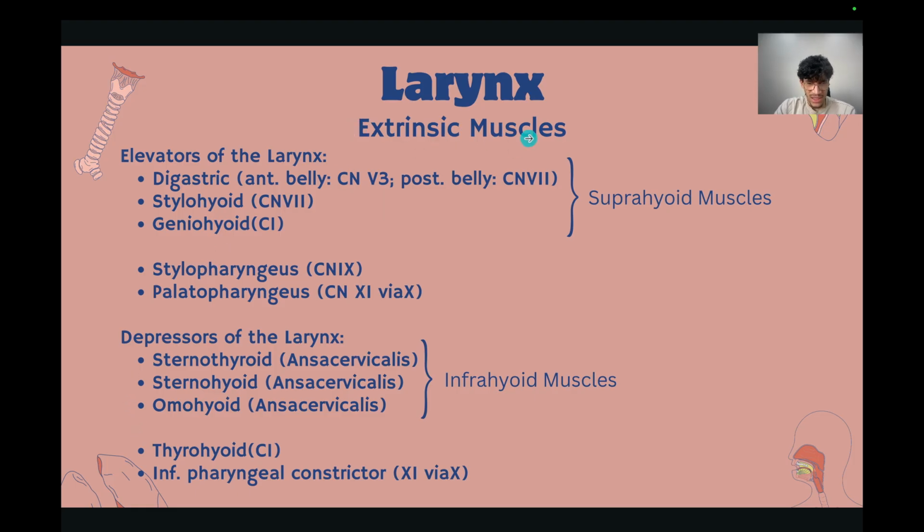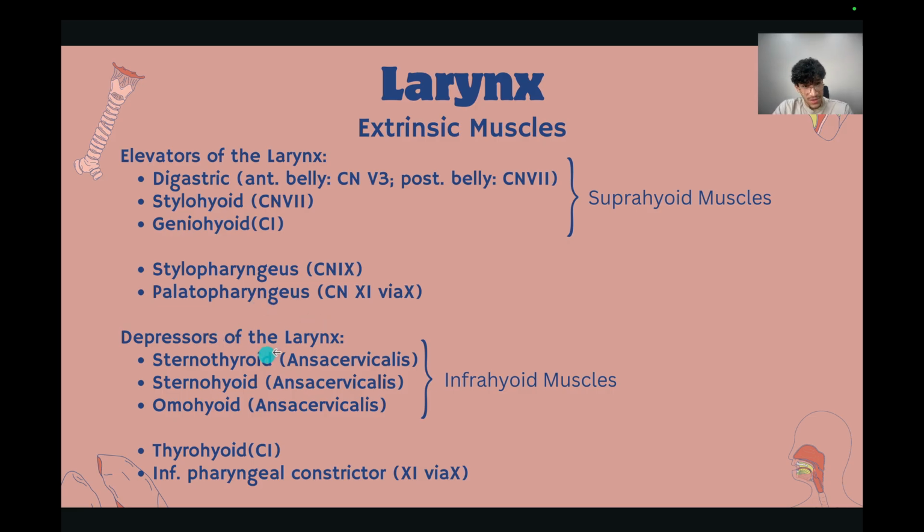So onto the extrinsic muscles. We have the elevators, the digastric, stylohyoid, geniohyoid. Now this is pretty complicated. You're gonna have to memorize basically everything, though it's very rare that you get a specific question about something. You're just gonna have to bear with me and memorize everything. You have the suprahyoid muscles, the elevators: the digastric, stylohyoid, geniohyoid, the stylopharyngeus, and palatopharyngeus.